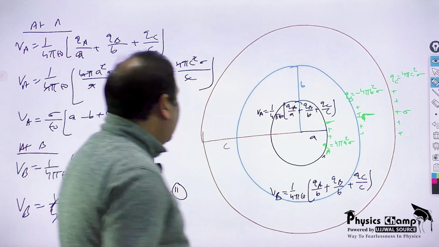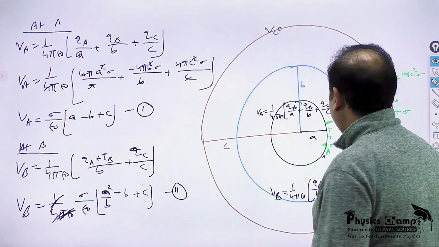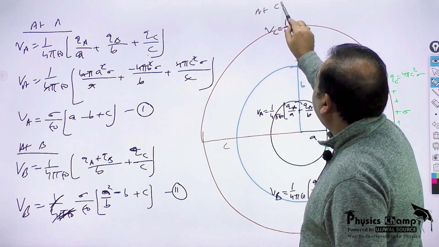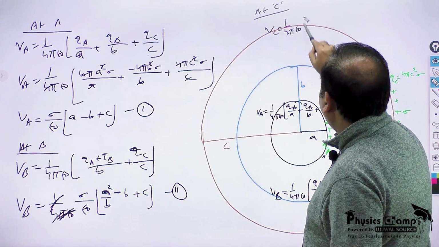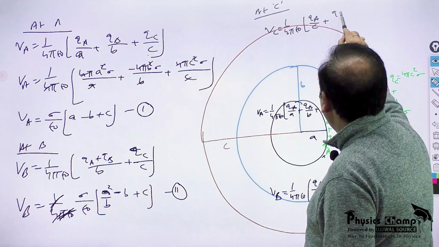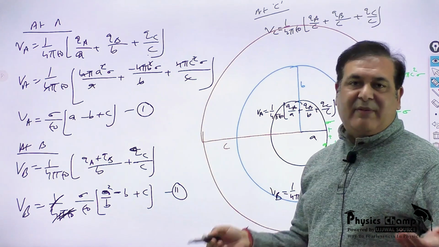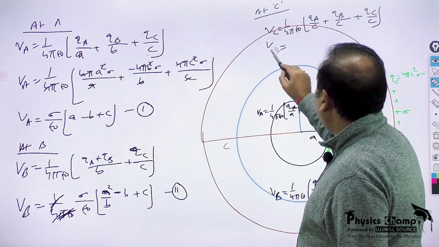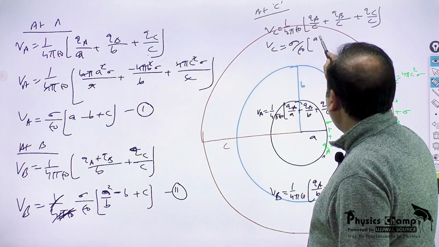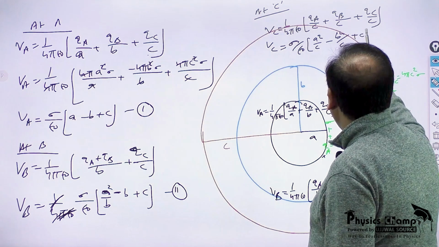And then we are looking for potential at C, at the outer shell. Potential at C will be 1 by 4 pi epsilon naught into QA by C plus QB by C plus QC by C, for all of them will behave as though situated at the center. So potential at C will be sigma by epsilon naught into A square by C minus B square by C plus C.